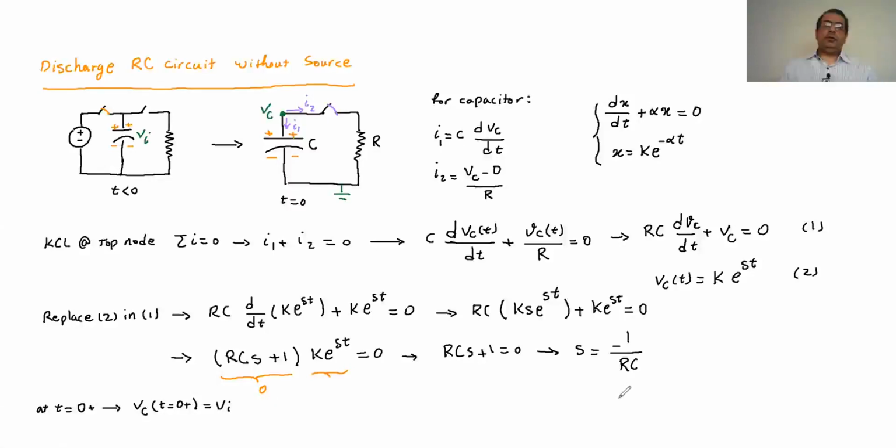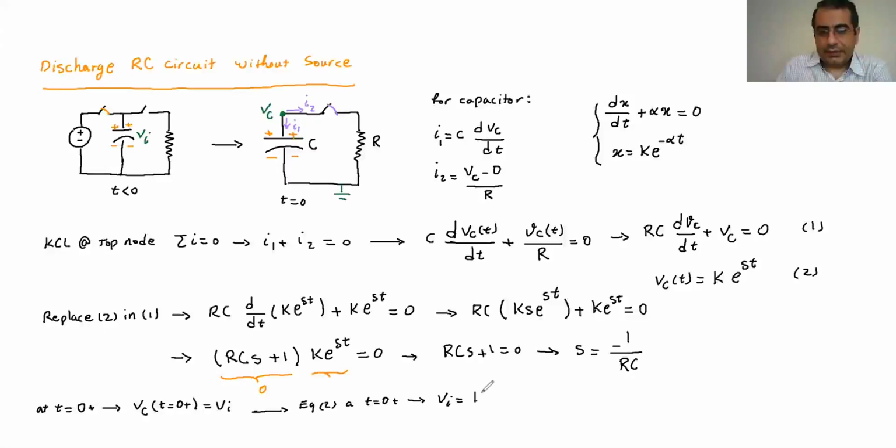Now here, I can go back and look at it. This is my solution. Equation 2 is my solution. So if I go into equation 2, at t is right after I close the key. So I know that VC right after I close the key is VI. So instead of VC, I put VI.